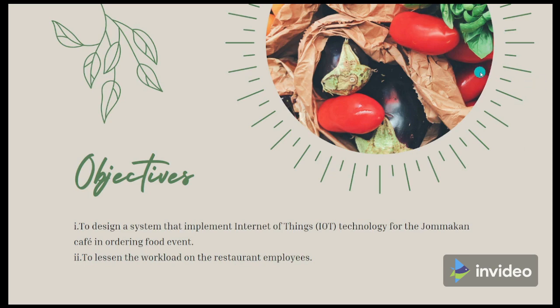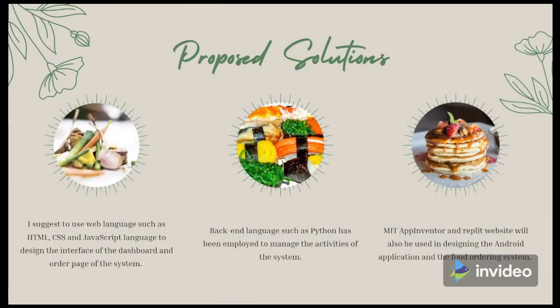So the proposed solution, I suggest to use web language. So web language such as the HTML, CSS, and JavaScript language will be used in designing the interface of the dashboard and ordering page of the system. And for the backend activities such as the mathematical calculations, the logical rules, and so on will be implemented or executed by using the Python language to manage the complexity of this activity in the system. And the MIT App Inventor and the Rapid website will also be used in designing the Android application and the food ordering system.